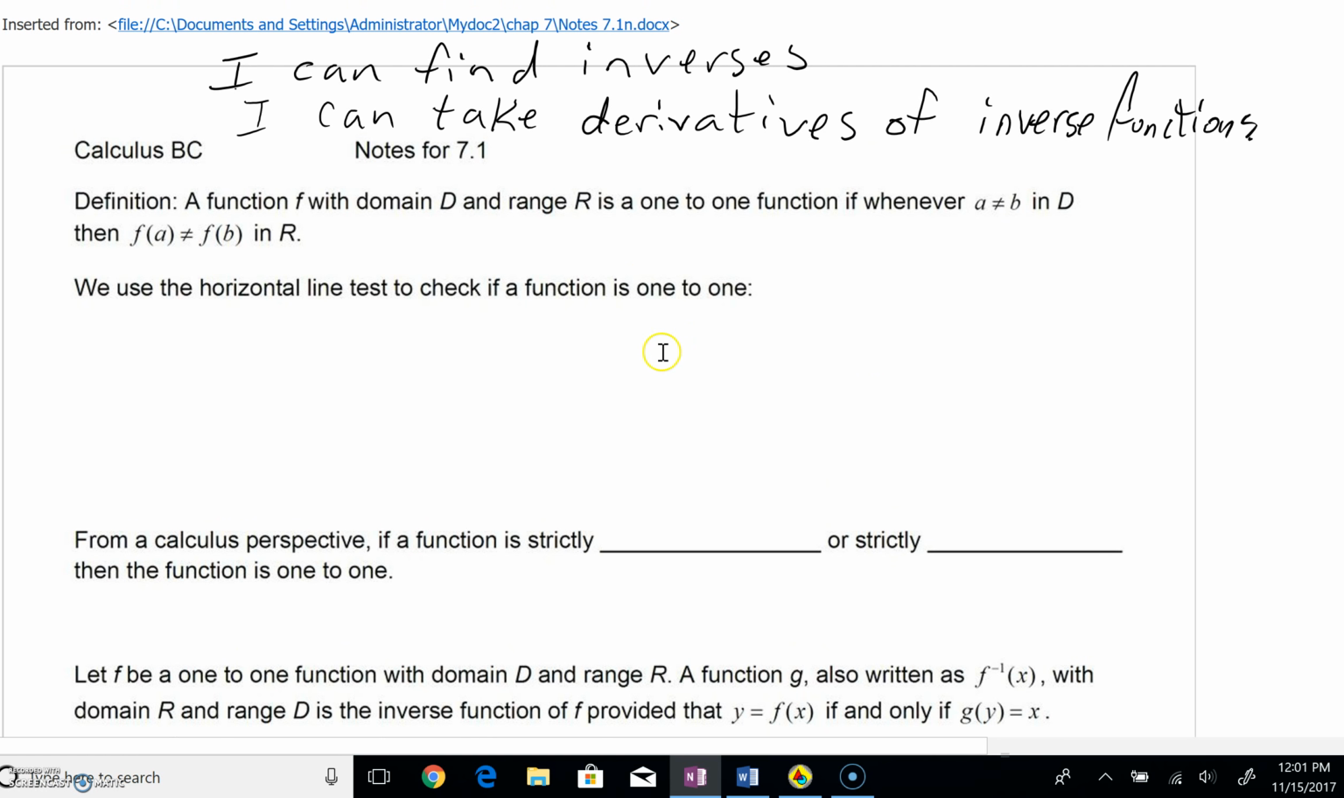For lesson 7.1 in BC Calculus, you can see our learning targets. I can find inverses, actually a non-calculus topic. I can take derivatives of inverse functions. Let's get to this definition real quickly.